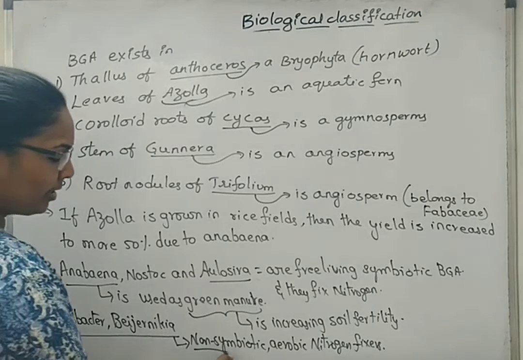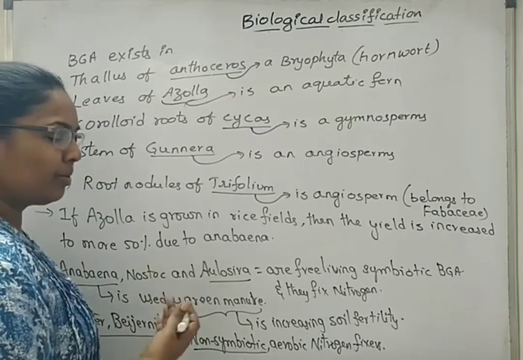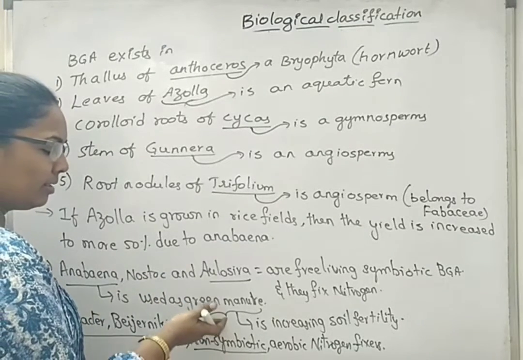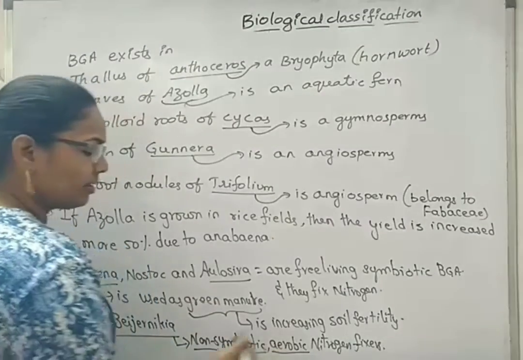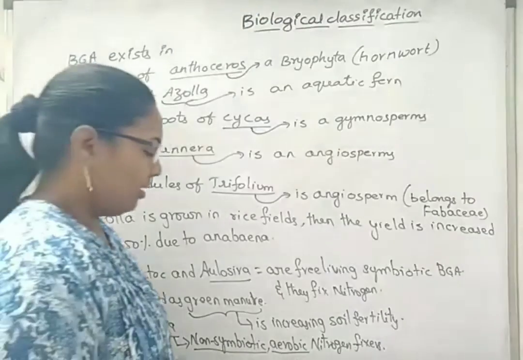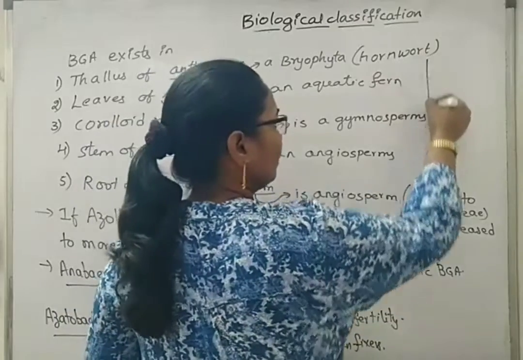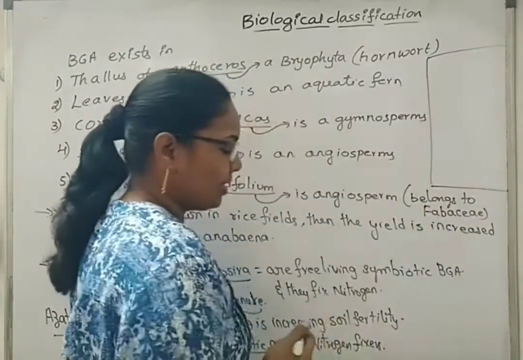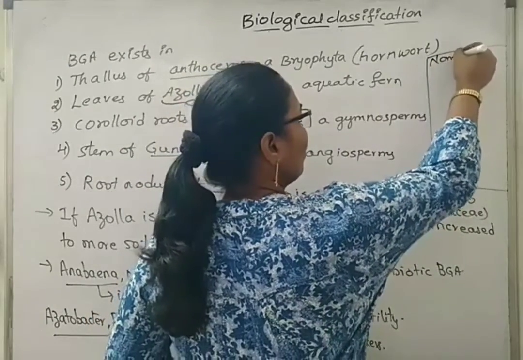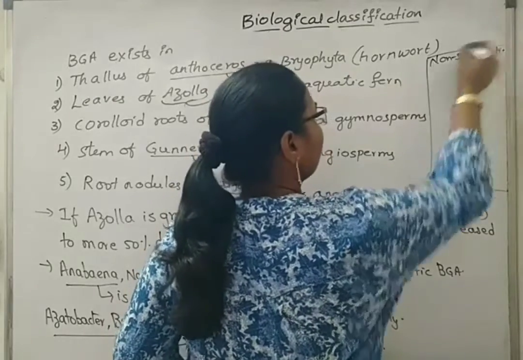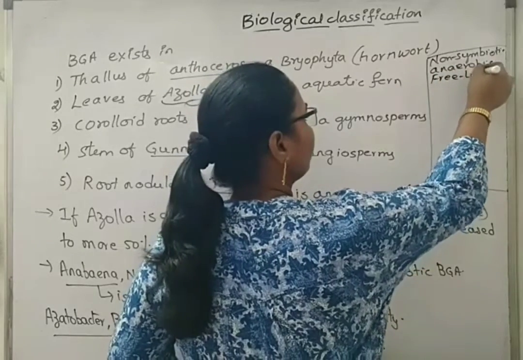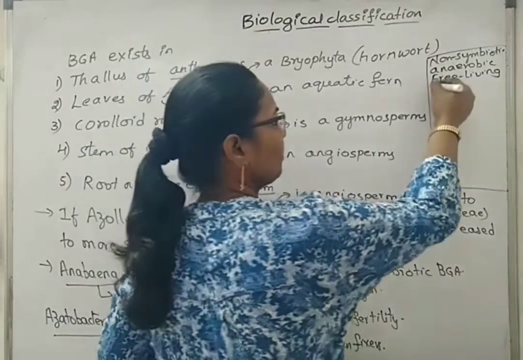Non-symbiotic means they take shelter from the host in which they reside, but they will not give any help to the host. Aerobic means they fix nitrogen only in presence of air, meaning without air they will not survive. Next. Other examples are non-symbiotic anaerobic free-living nitrogen fixers.